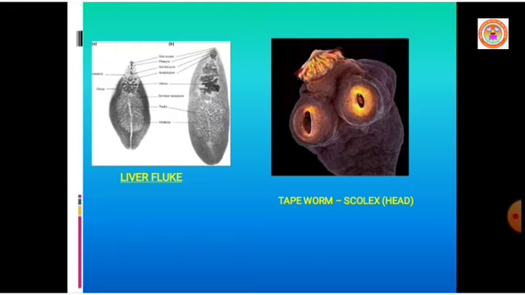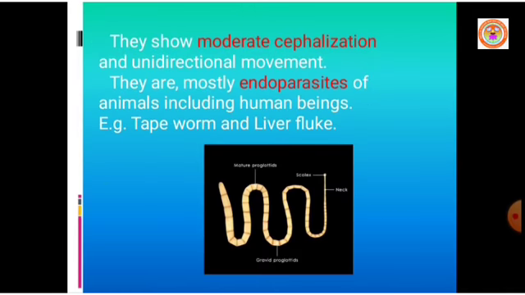Phylum Platyhelminthes. Animals belonging to this phylum show moderate cephalization and unidirectional movement. Members belonging to the Platyhelminthes mostly live as endoparasites in animals, including human beings.